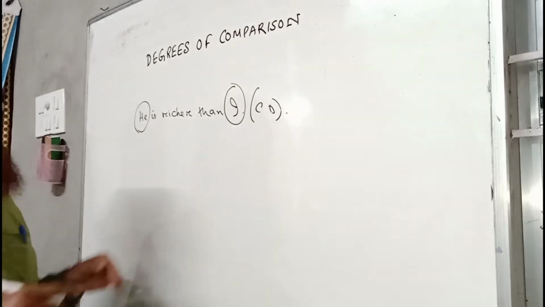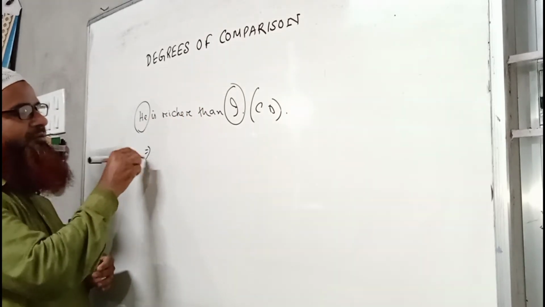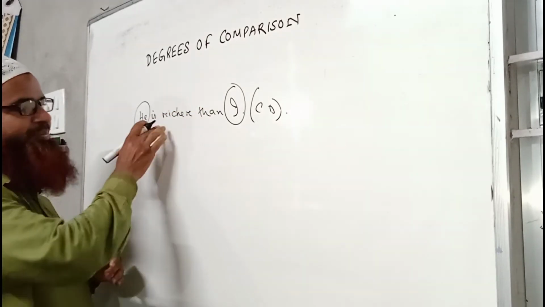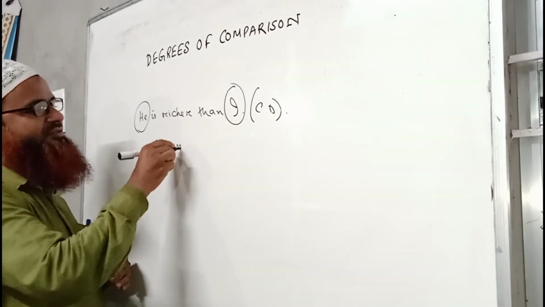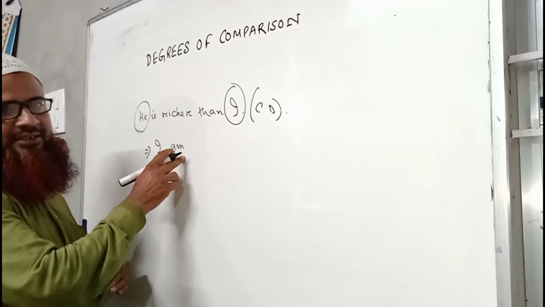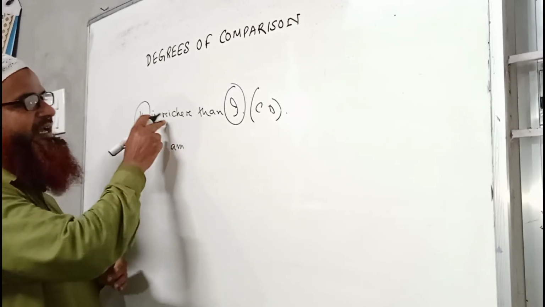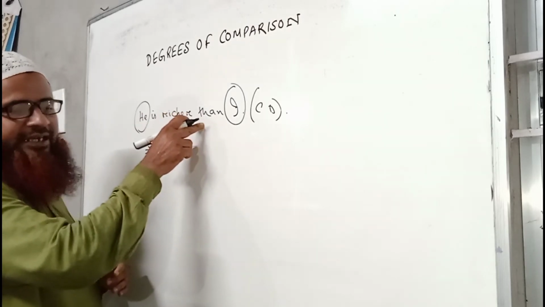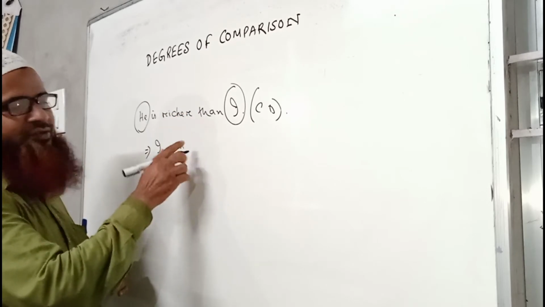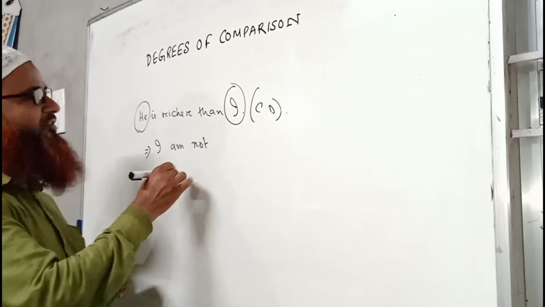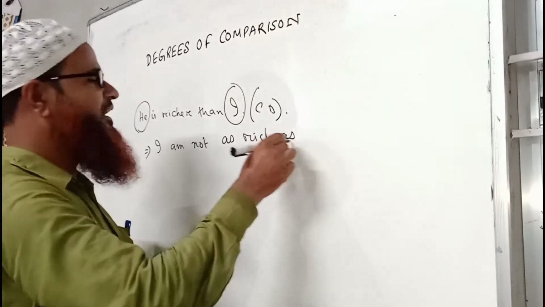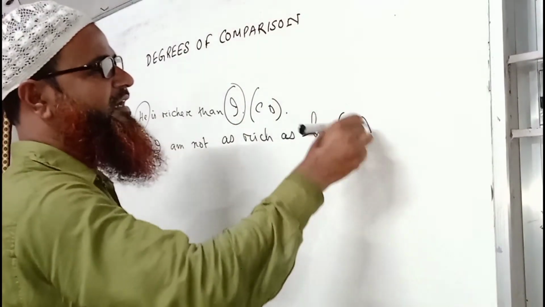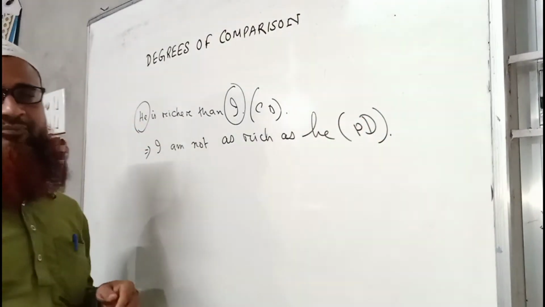So look at the board, where we have to exchange the subject. Now in place of he, we should write I, and I always takes am with it in present tense, and as it is not in negative, that is why we have to use not here. So, I am not as rich as he. This is a sentence of positive degree.